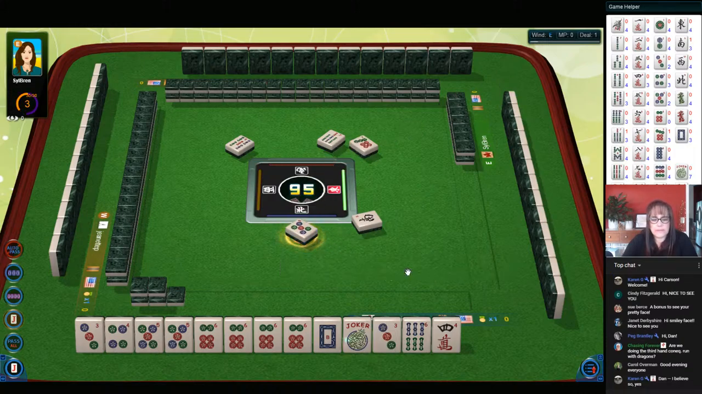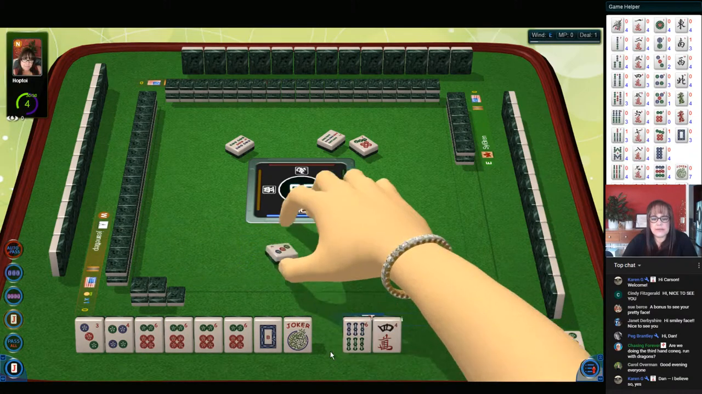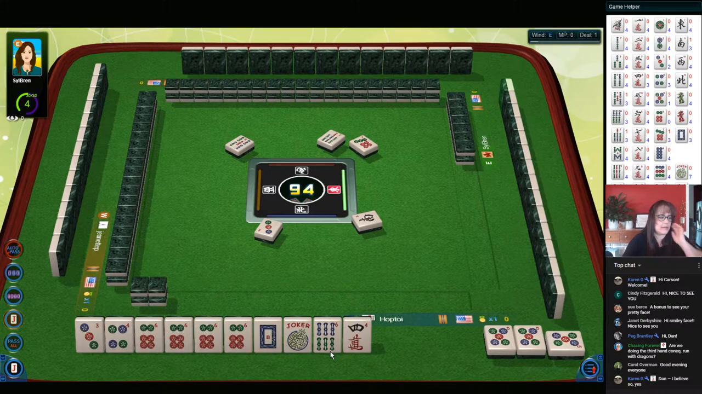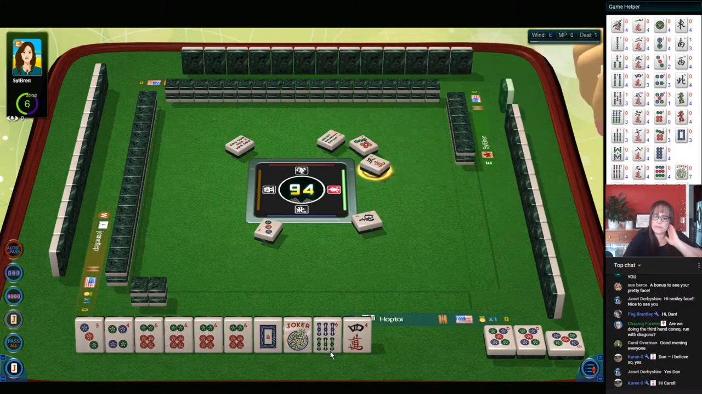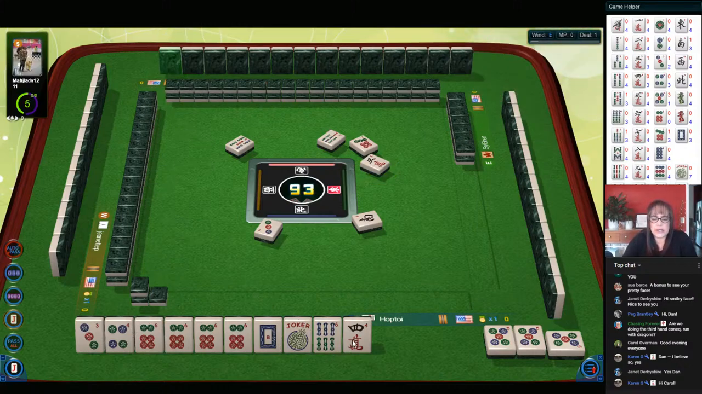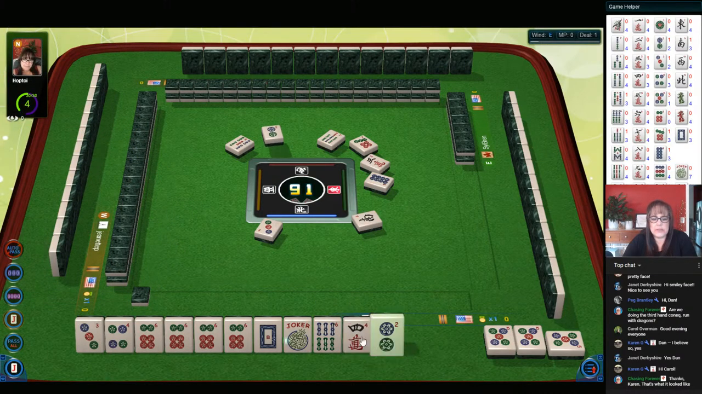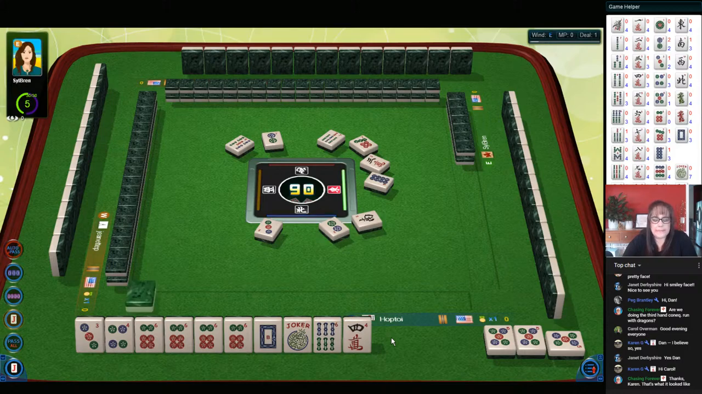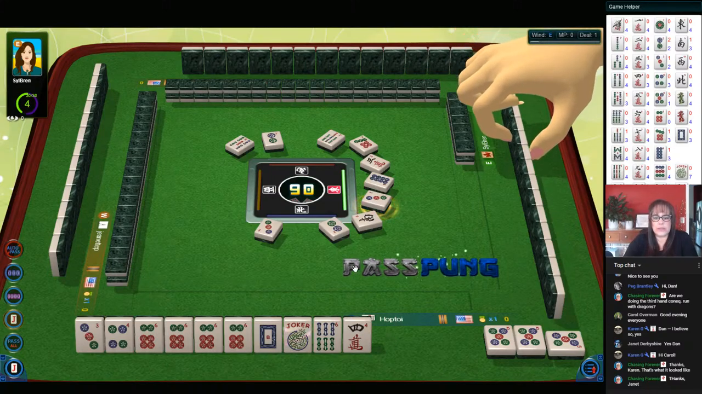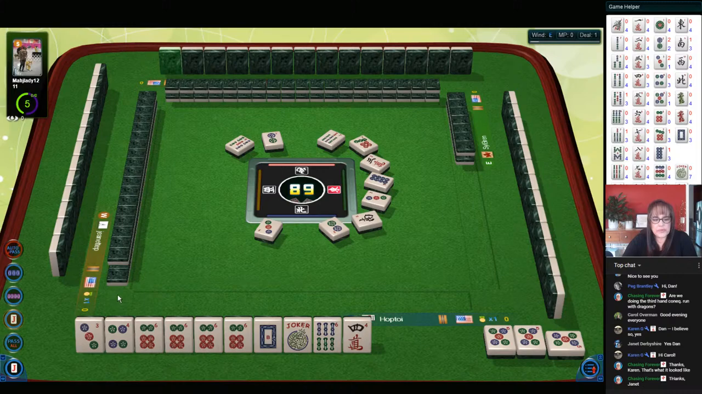Okay, we're going to pung. We have no gaps here. Let's discard the three dots. Three characters. So at this point, we just need a 4 dot and build up our white dragons. 8 dots. 2 dots. Okay, 2 dot. Yeah, it's already out. 2 dots. 3 dots. We need a single there. Single 3, pair 4, pung 5. That's our tile. We need a pair there. Thankfully, nobody took it.